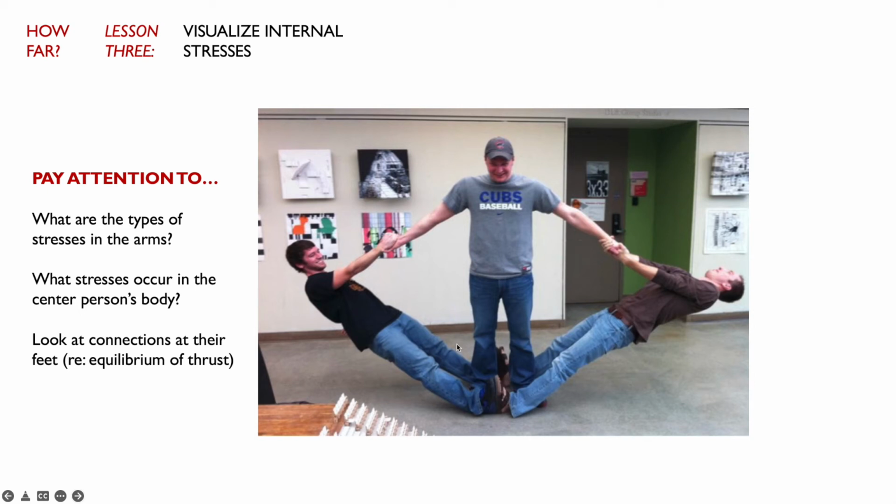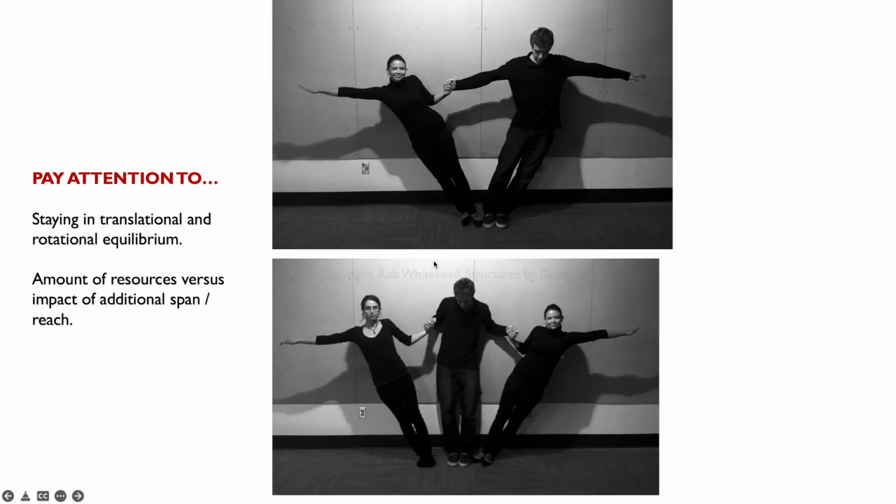Always think about how the forces are resolved when you have something that wants to sort of turn over. Also pay attention to the sequencing of it. How does this stay in equilibrium in both translational and rotational equilibrium? And they've sort of intuitively balanced their overall weight.